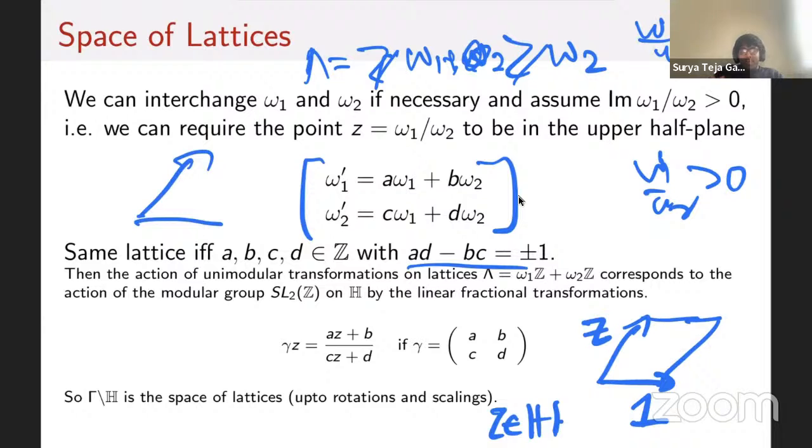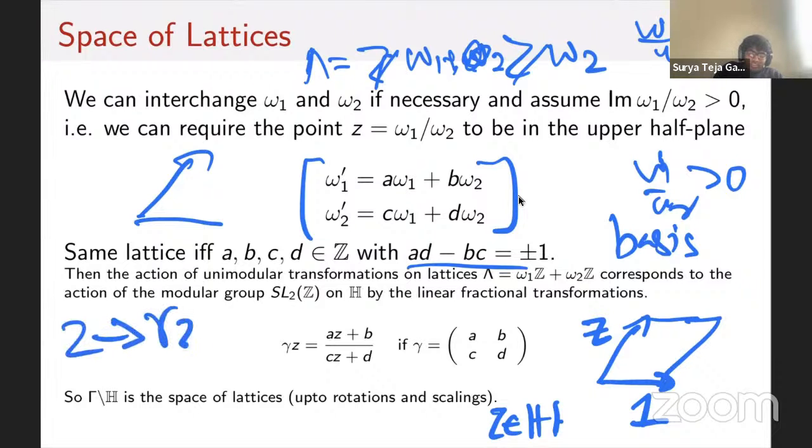So the lattice is not uniquely determined; each lattice will have different bases. So if you want to parameterize the space of lattices, you should quotient out by these different sets of bases that you can have. So, long story short, what ultimately happens is that if you parameterize your lattices by 1 and Z, up to scaling and rotations, all the different bases are related by Z going to gamma Z, where gamma is an element in SL(2, Z).